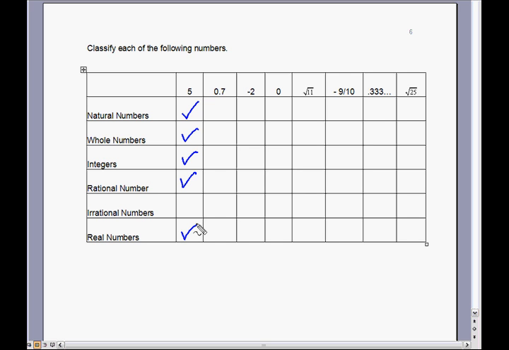Our next number, 7/10. 7/10 is not natural because it's a piece, it's a part. That makes it rational. Now once it's rational, it can't be irrational, but it is real.